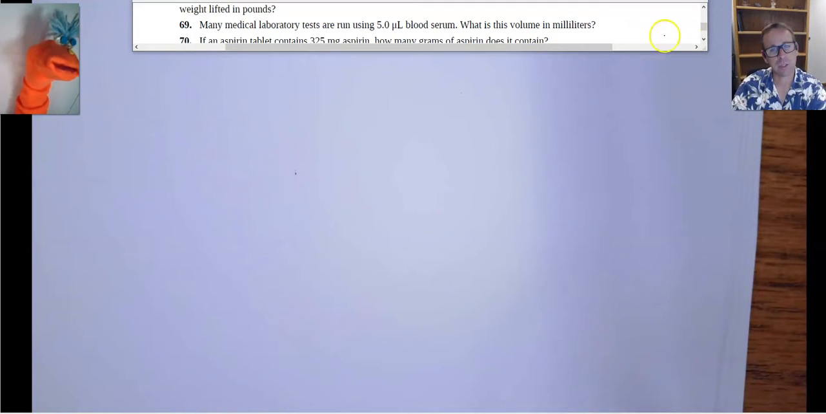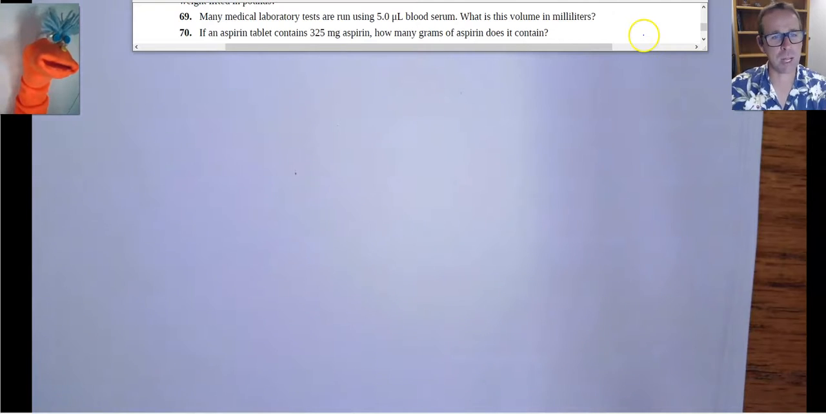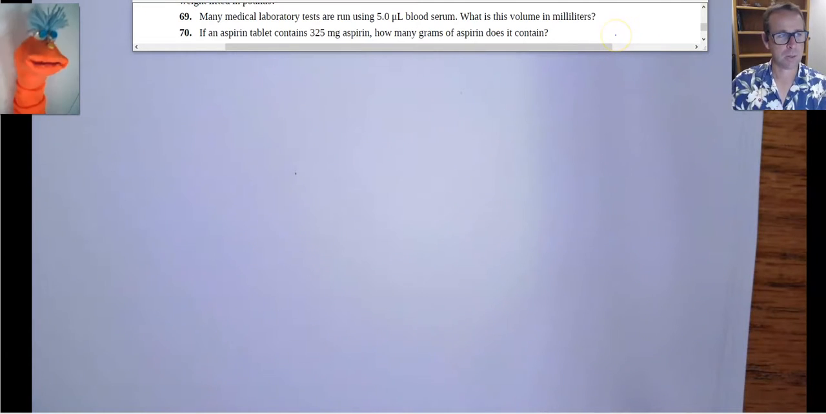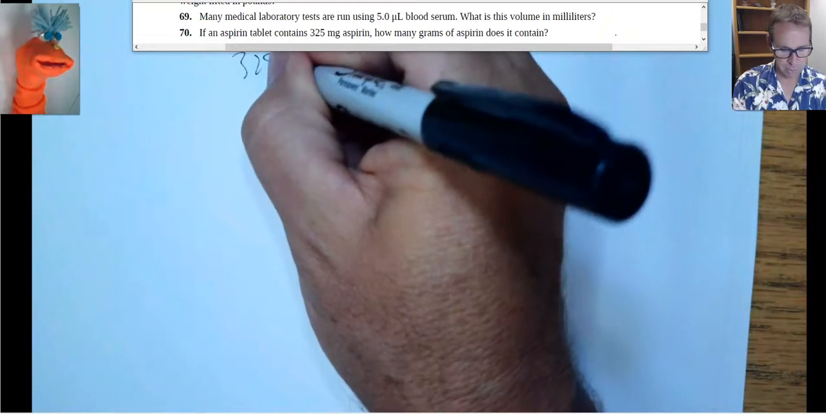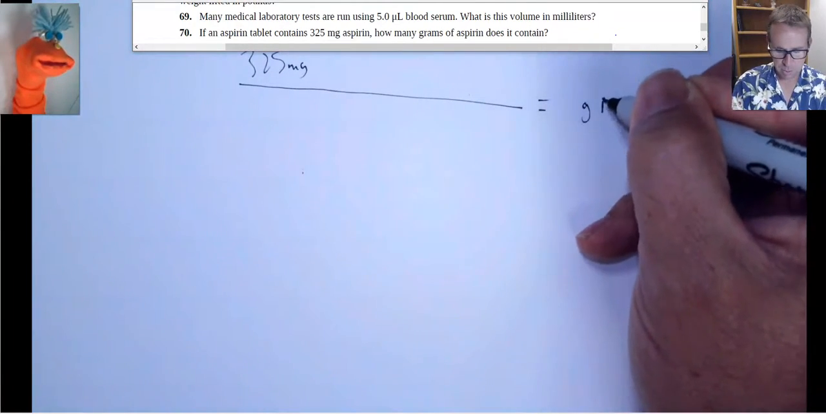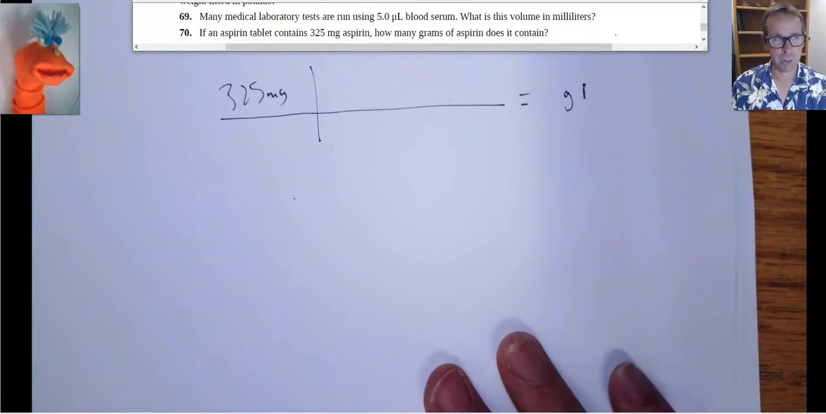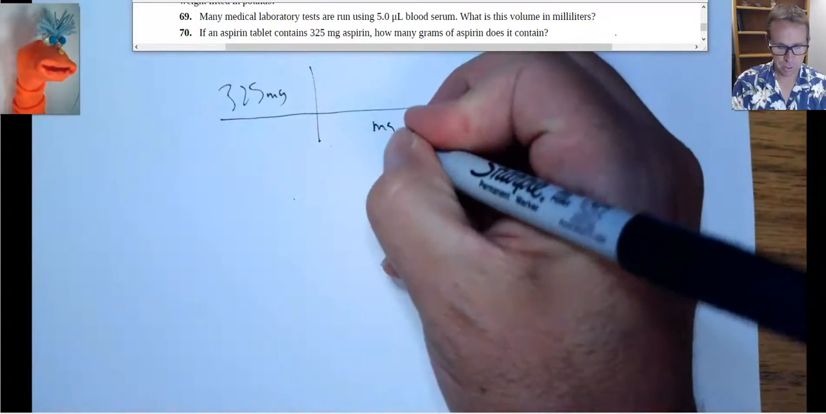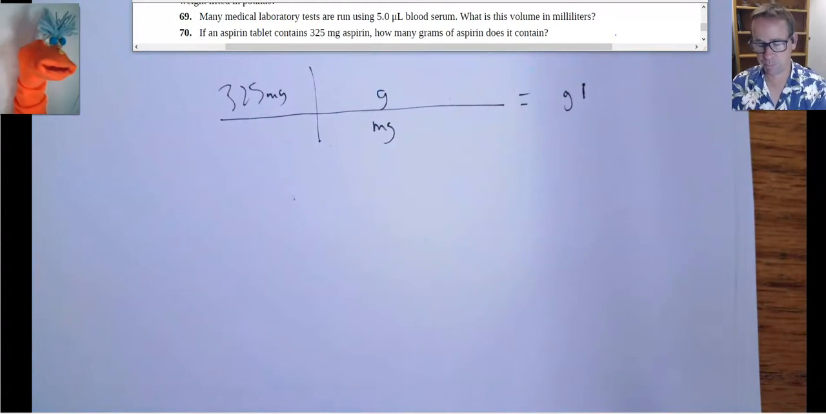Okay, good. If an aspirin tablet contains 325 milligrams of aspirin, how many grams of aspirin does it contain? If I have 325 milligrams of aspirin and I want to know grams of aspirin, how do I do that conversion? Milligrams on the bottom. Very good. The units tell us what I need to do. Grams on top, right? Yep.